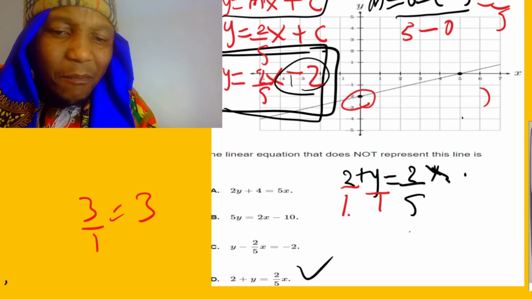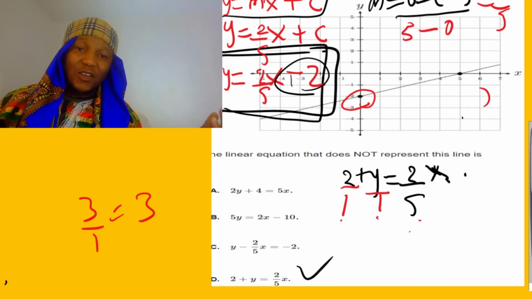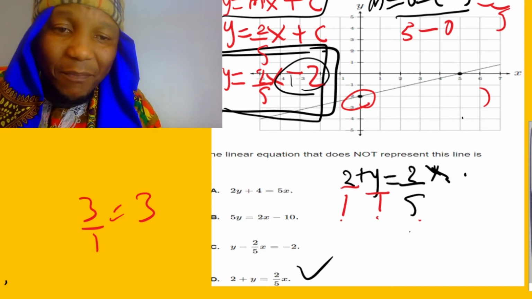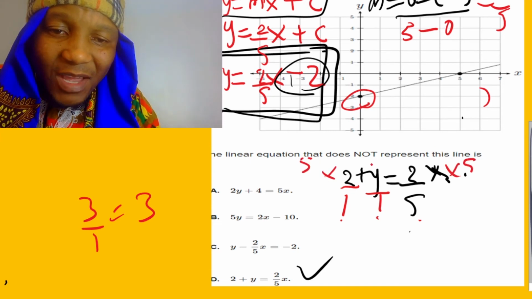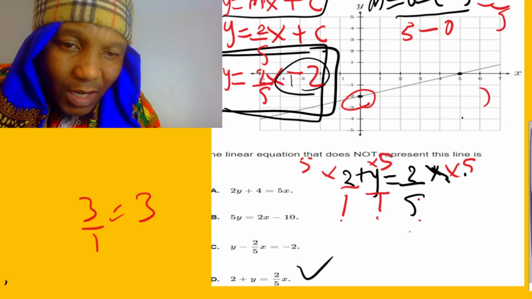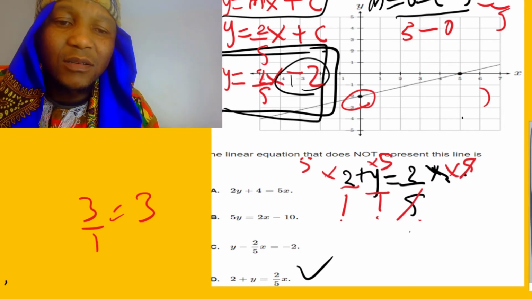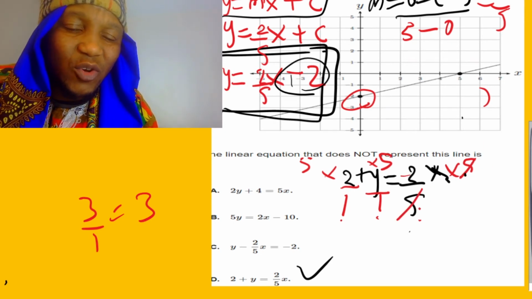So what is the common number of 1, 1, and 5? It's 5. That's the common number for all of them. So I'll multiply by 5 throughout. Multiply by 5 here. Multiply by 5 here. And then multiply by 5 here. Now, 5 and 5 cancel. Or you can say 2 times 5 equal 10. 10 divided by 2 equal to 2. Or you can cancel this, and this one is going to give you 2.